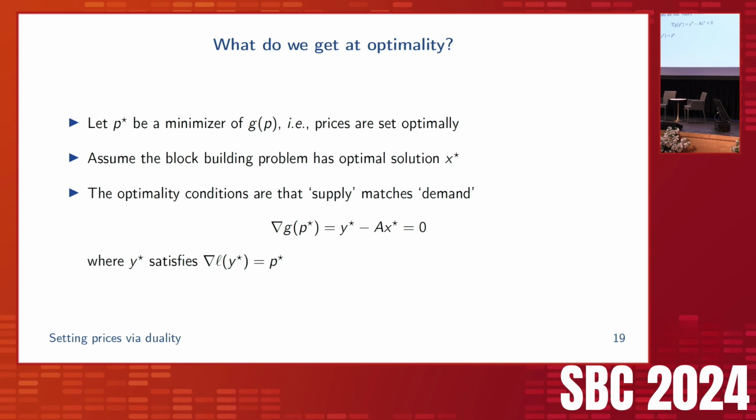So what do we get at optimality? Let's assume for a second that we set prices correctly. We give these prices to block producers. They tell us what transactions to include. At optimality, the supply, which is essentially how much of each resource the network is willing to give at a particular price, is exactly equal to the demand. So if we set prices correctly, essentially the gradient of that dual function, which is y star, the solution to that first subproblem, minus A times x star, which is the resource consumption of the included transactions, is equal to 0.